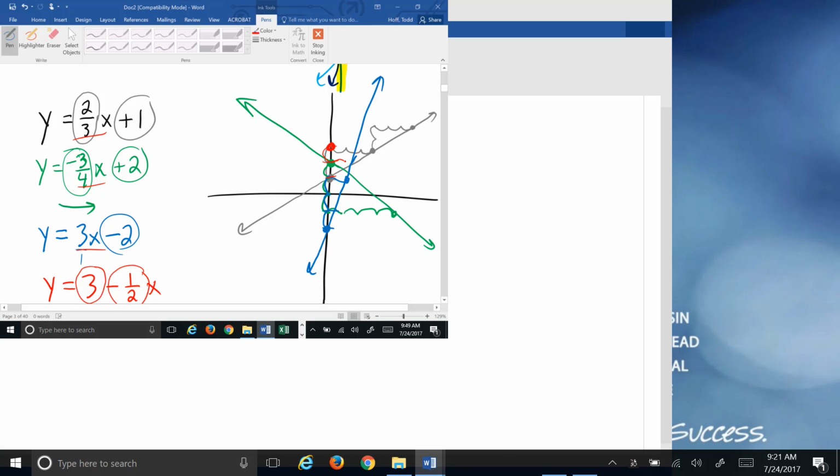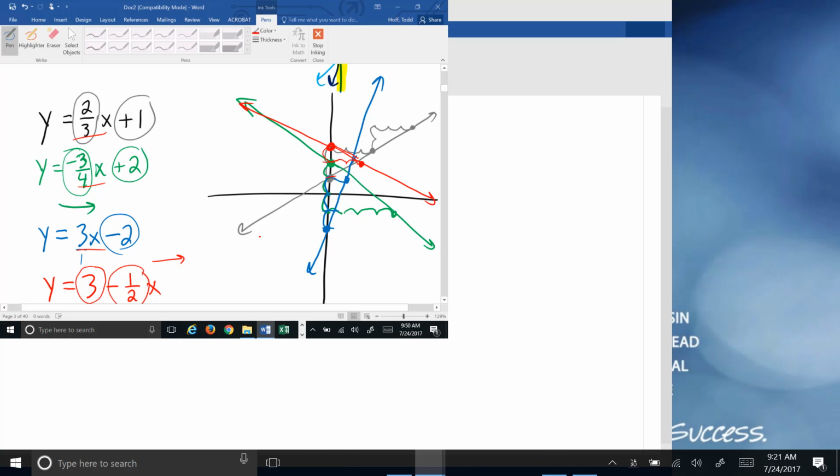Down 1 and then to the right 2. Remember, our run is always left to right. The positive or negative goes with the rise, not the run.